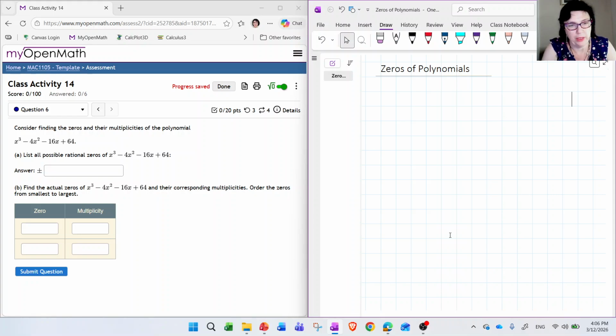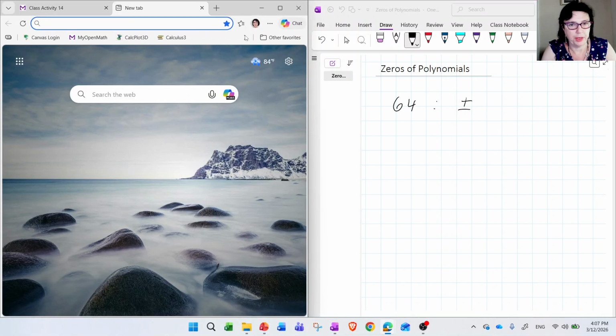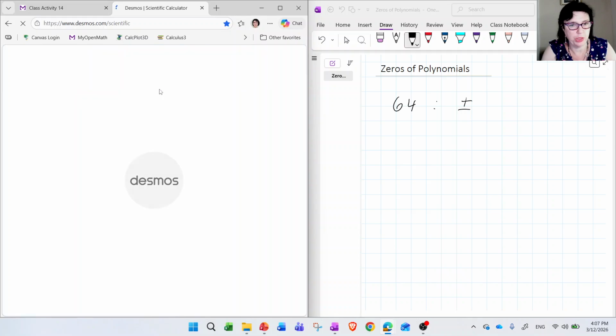What does it mean? Well, we're going to look at the last number, which is 64 here. So we're going to write that down, 64. What are the factors of 64? Now, they're always going to be plus or minus, and usually I just write plus minus in the front. Okay, let's just open a calculator and see if we can find those factors.